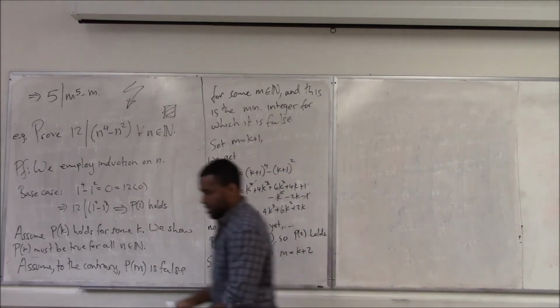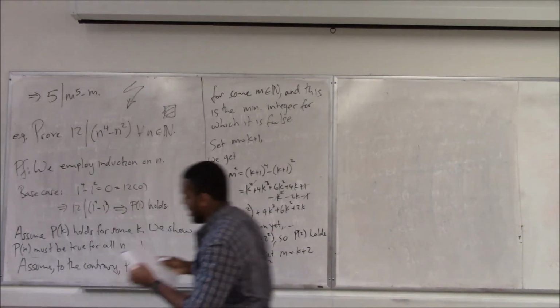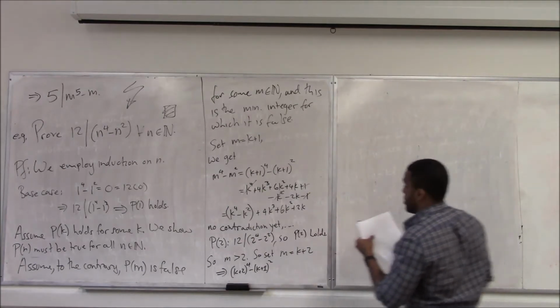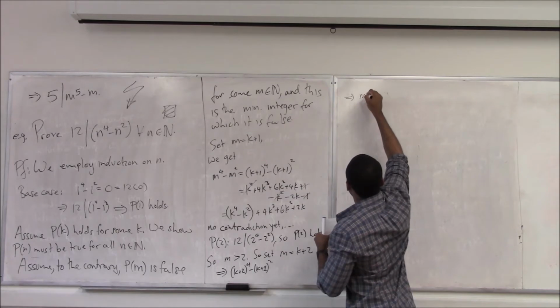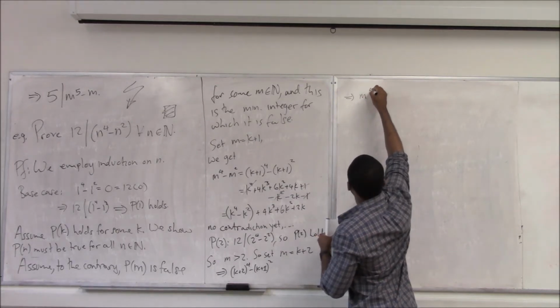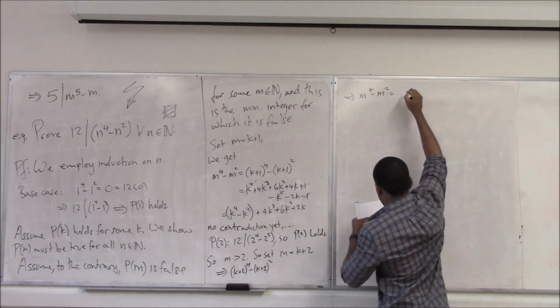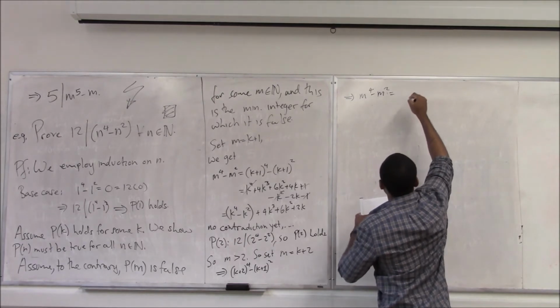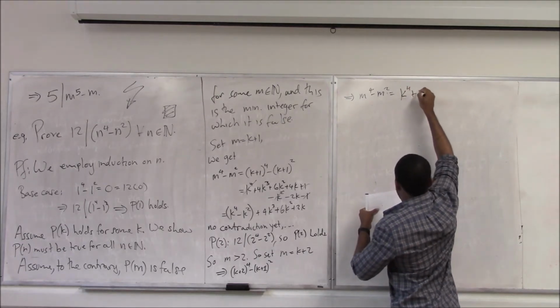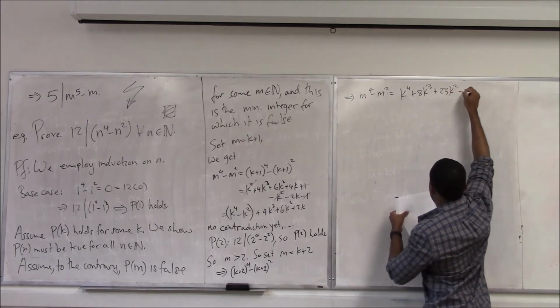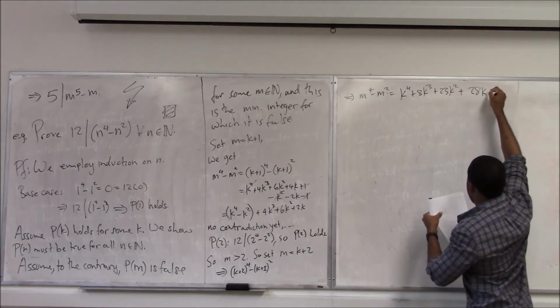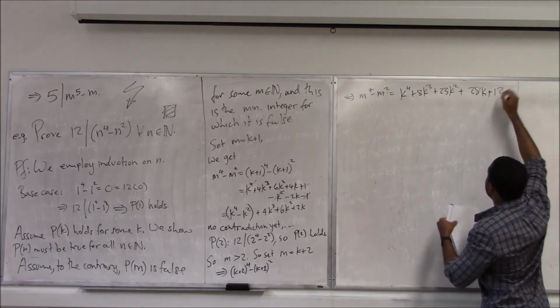And I actually did this, I don't want to write out all these guys. So in k plus 2 squared, in this case, our m to the 4th minus m squared was equal to k to the 4th plus 8k cubed plus 23k squared plus 28k plus 12.